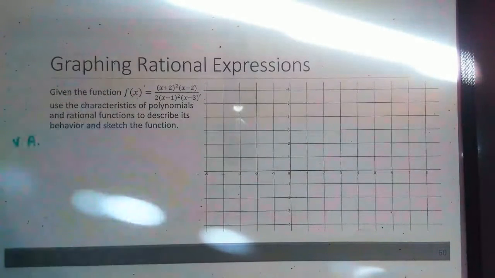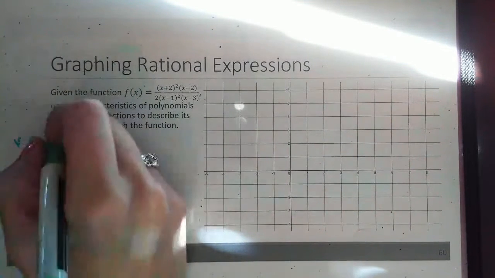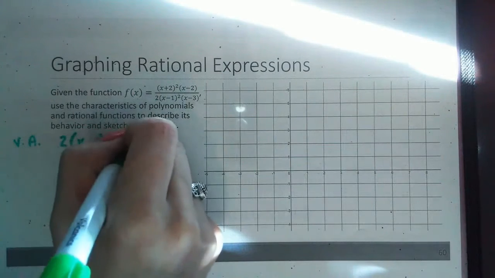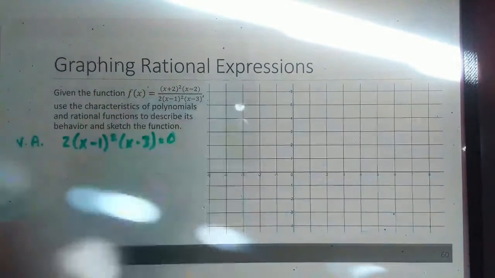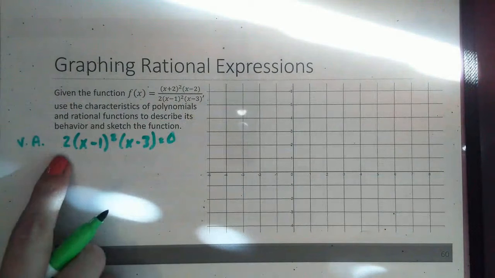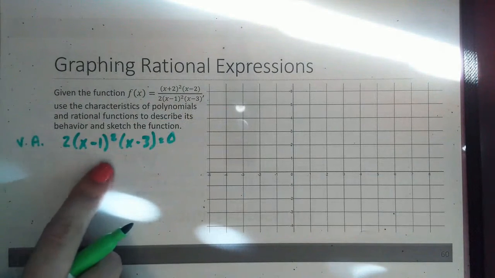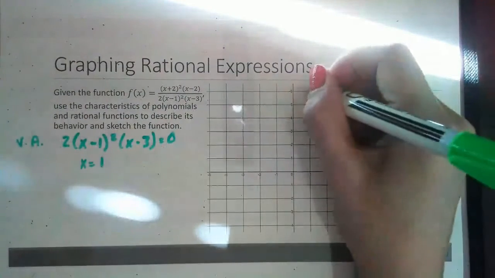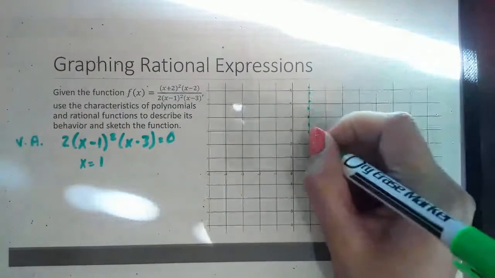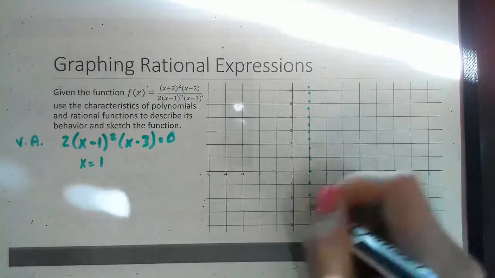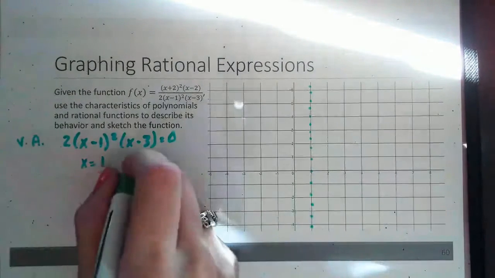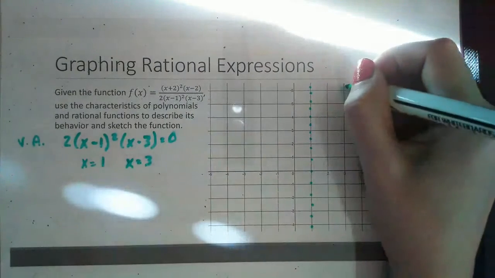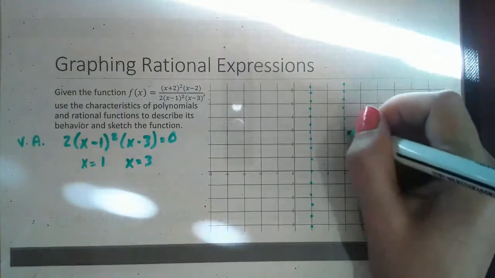Vertical asymptotes we find by setting the denominator equal to 0. So we have 2 times x minus 1 squared times x minus 3 equals 0. 2 will never equal 0. X minus 1 squared is equal to 0 if x equals +1. So that will be a vertical asymptote. And x minus 3 is equal to 0 if x equals +3. So that will be a vertical asymptote.